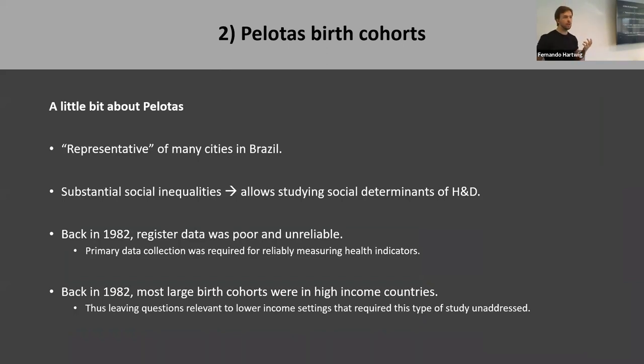So what we saw in the previous figure is that Pelotas is, and big quotes here, representative of many cities in Brazil. And the thing about it is that we have a lot of heterogeneity in the same city, so we can capture different realities depending on the subgroup of the population we look at. We have substantial social inequalities as evidenced by the Gini Index and especially the high infant mortality rate. And this is bad. It's bad to have social inequalities. But in terms of research, it's actually useful because it allows you to study social determinants of health and development.